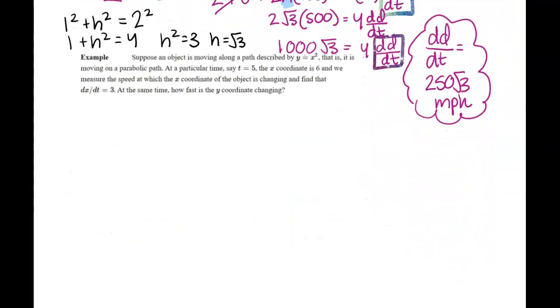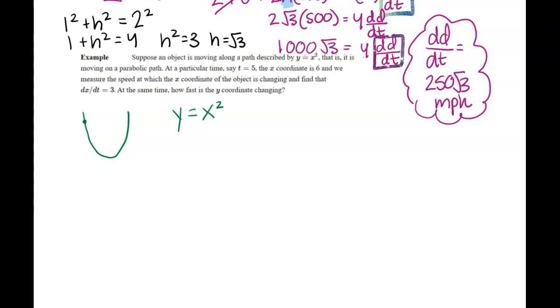For our final example, suppose an object is moving on a path described by y equals x squared. All right, I'll draw my parabola. So we have an object. Here's my object. It's moving around. We don't really know which direction or where it is. So our equation is y equals x squared. We know at a particular time, say t equals 5, the x-coordinate is 6, and we measure the speed at which the x-coordinate is changing and find that dx/dt is 3. At the same time, how fast is the y-coordinate changing? So this kind of sounds hard because it's like we haven't talked about parabolic paths. How does this work? But we have an equation, we have a picture.